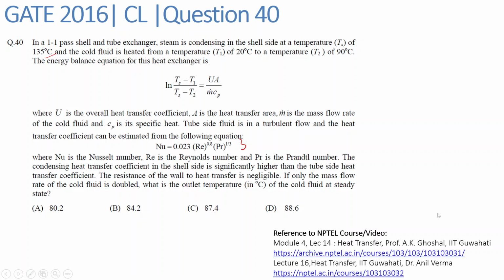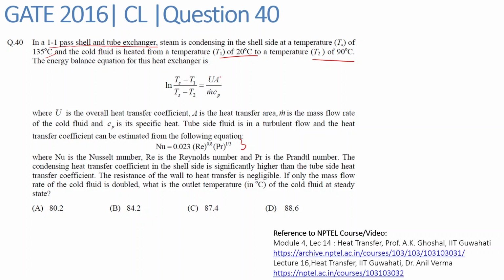Hello everyone, we are solving question 40 of the 2016 chemical engineering paper, and the question is: in a 1-1 pass shell and tube heat exchanger, steam is condensing in the shell side at a temperature Ts of 135 degrees Celsius, and the cold fluid is heated from a temperature T1 of 20 degrees Celsius to a temperature T2 of 90 degrees Celsius.